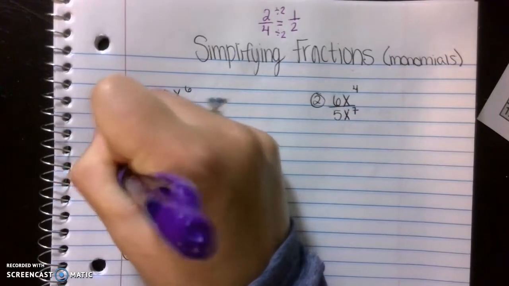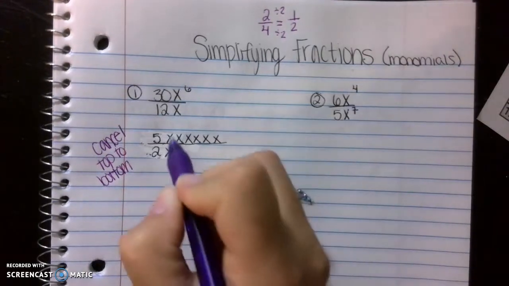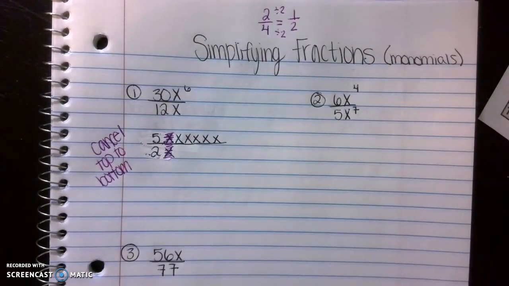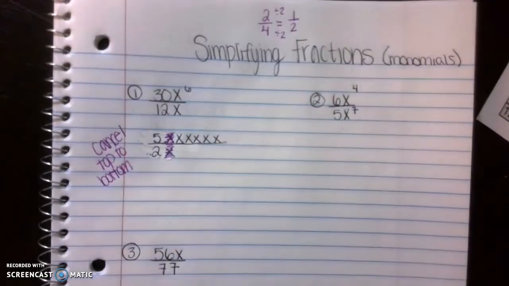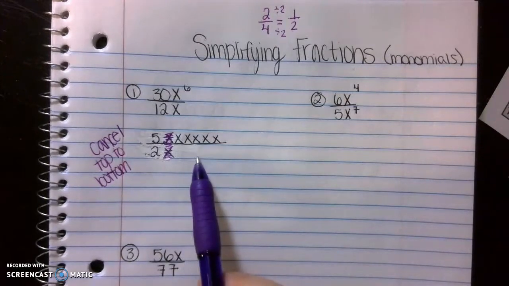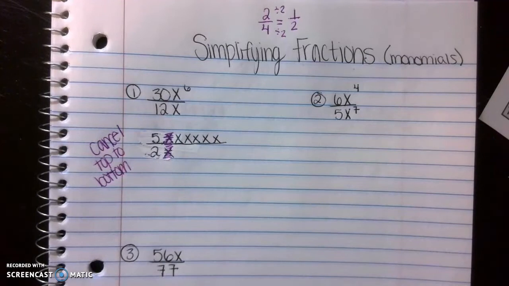Okay, so whatever is the same on top and on bottom, I can go ahead and cross those off. So I have an x here and an x here, so I can go ahead and cancel those out. Now, double checking again, I can't reduce my numbers anymore, and there's no more x's I can cancel. So now I can go ahead and rewrite my answer here.